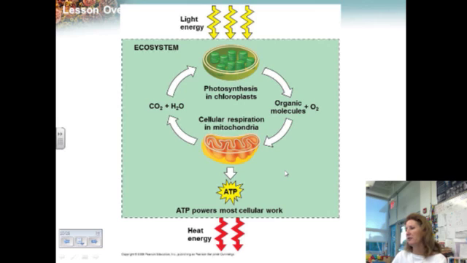So here's a preview of what we're going to be learning. We know about photosynthesis and chloroplasts. We're going to be learning about cellular respiration, and this occurs in the mitochondria. All right, and we get ATP from it, and that powers most of our cellular work. And also there's heat loss then too.